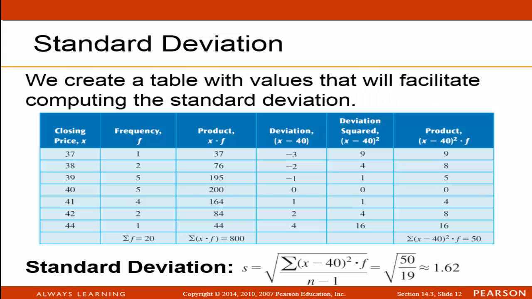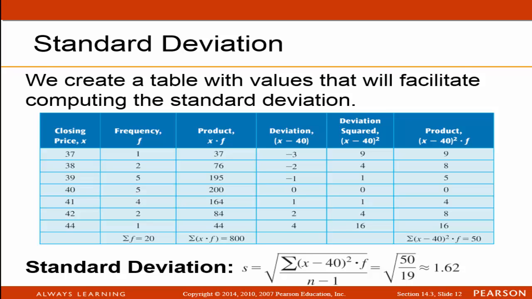The next thing we're going to do is create a table. Actually, we should do this first, and it makes life easier to find the information. The closing price is the first column, the frequency is the second column, and x times f is the third column. We're going to need the summation of the frequencies, the summation of the product of the data value times the frequency, and the summation of the deviation squared times the frequencies.